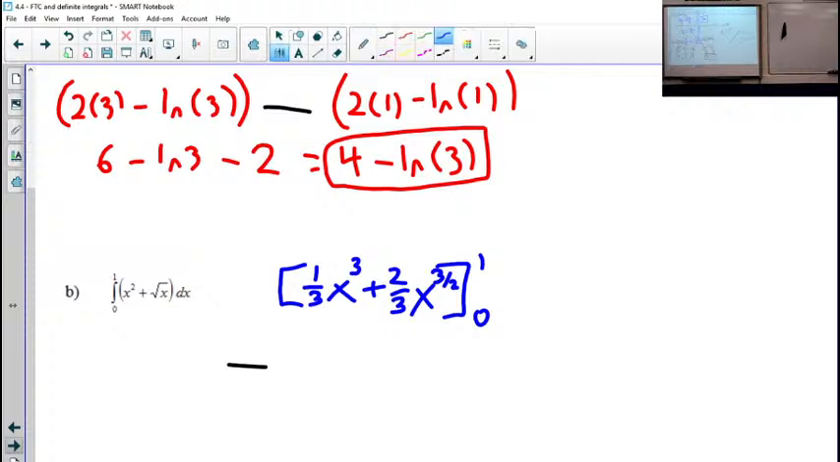Plug in at 1, that's going to be 1/3 times x cubed, so that's times 1 cubed, plus 2/3 times 1 to the 3/2. Okay, there's plug in at 1 minus plug in at 0.